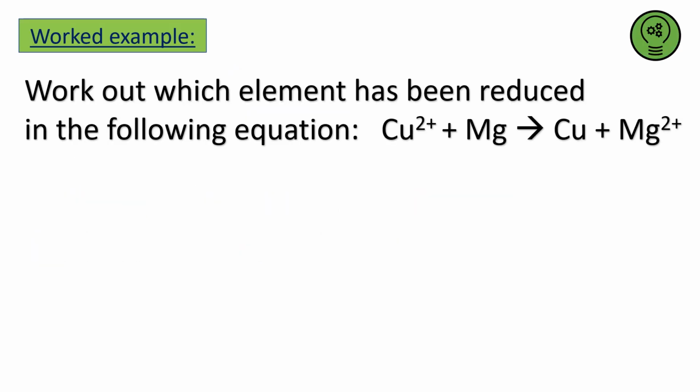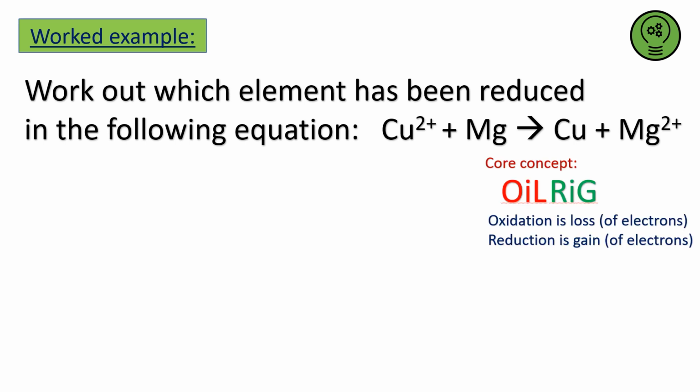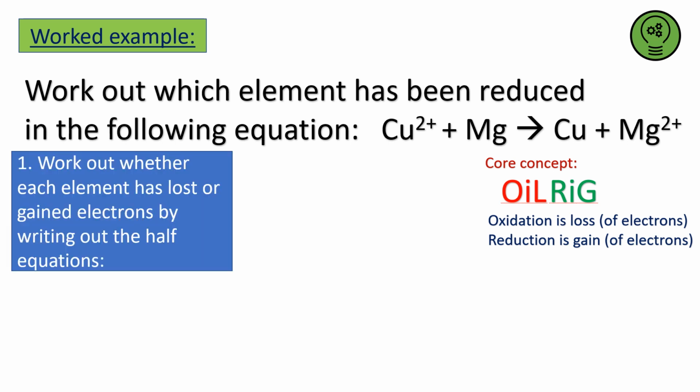So let's look at this worked example. It says work out which element has been reduced in the following equation. Cu2+ + Mg makes Cu + Mg2+. So the first thing I'm going to want to do is think about my core concept, OIL RIG. So I've got that there for later. Second of all, I need to work out whether each element has lost electrons or gained electrons. And the easiest way to do that is to write the half equations.